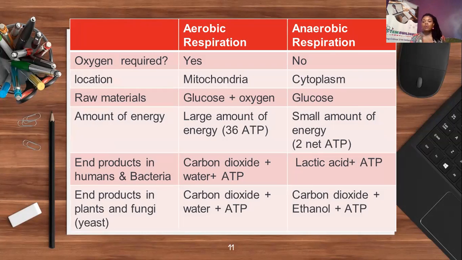What are the end products? What is produced as a result of it? Carbon dioxide and water and ATP. So you have three products there in humans and bacteria. And for anaerobic respiration, it's lactic acid and ATP. For the end products in plants and fungi, you have carbon dioxide, water, and ATP in aerobic respiration. So you can see that it doesn't matter if it's human, bacteria, plant, or fungi, they tend to have the same products for aerobic, but they differ in anaerobic. So in anaerobic, for yeast and plants, you have carbon dioxide, ethanol, and ATP, while for animals and bacteria, you just have the lactic acid and the ATP.